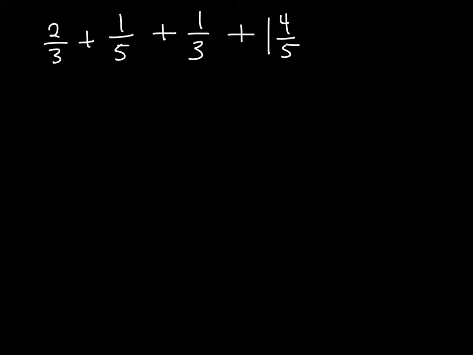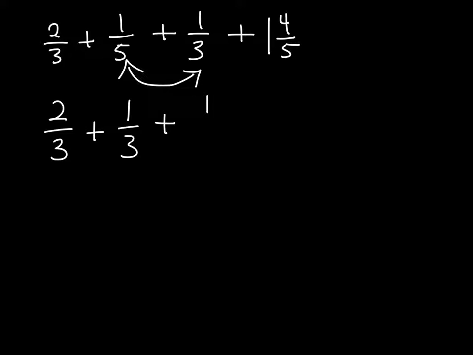Now, the associative property tells me that I don't have to keep them in this order to add. The numbers can be in any order when I add them, and I'm still going to get the same answer. So what I want to do is just switch these two fractions. So I'm going to have 2/3 plus 1/3 plus 1/5 plus 1 4/5.